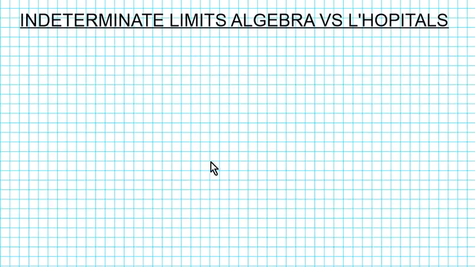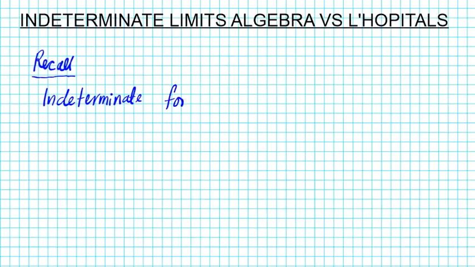Okay, so we're going to be looking at how to find limits that are of the indeterminate form. We're going to be using algebraic manipulation and L'Hopital's rule. Before we get started, we're going to take a look at what indeterminate form means. Recall, there are two forms you want to keep in mind. There's the indeterminate form, which comes in multiple forms, but the only one we're going to be focusing on in this course is 0 over 0.